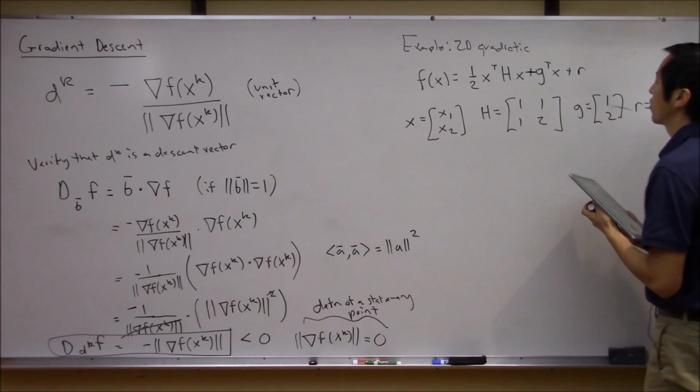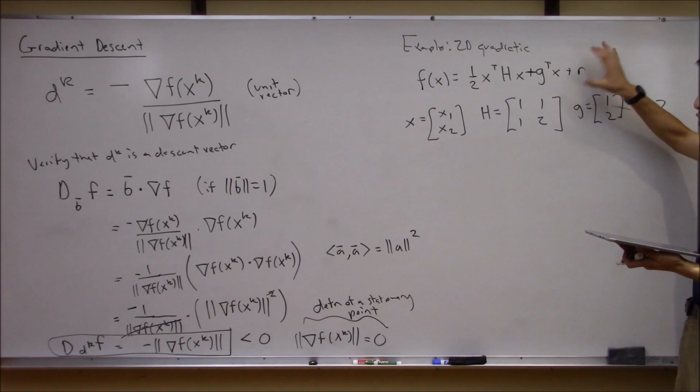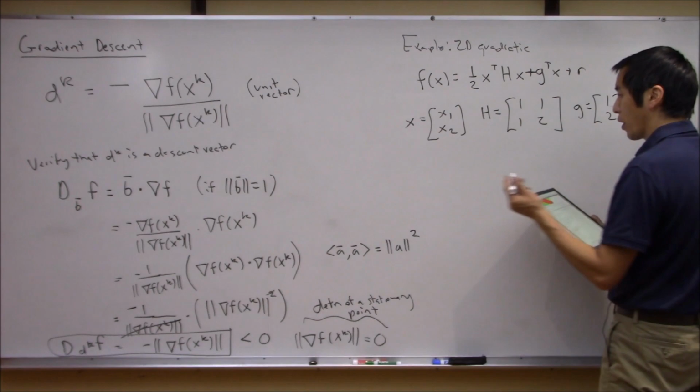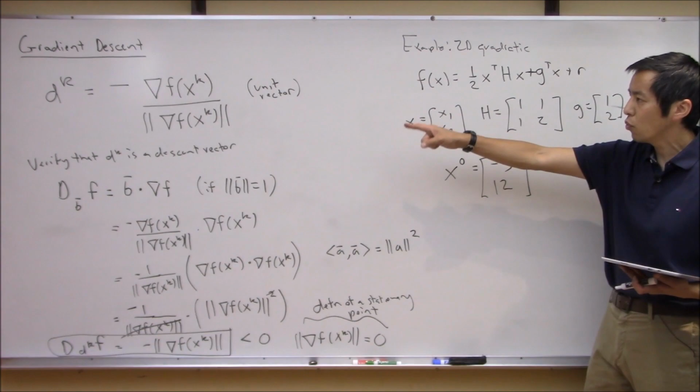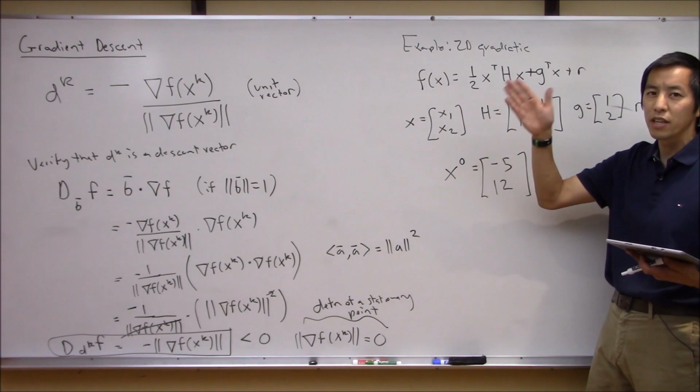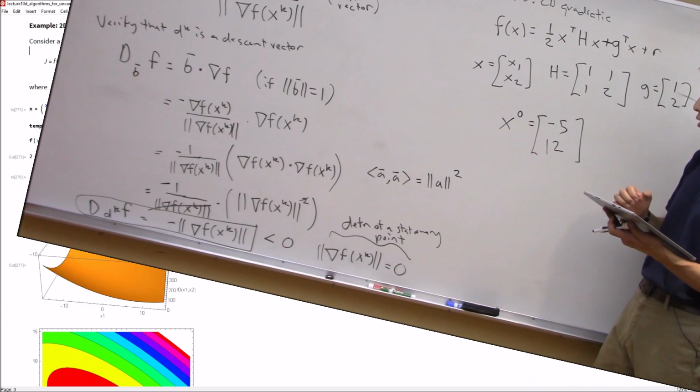I'll tell you what, let's run over to Mathematica and plot and visualize this. Let me pick a point as our initial guess: x0 is minus 5 and 12. If we start at this location, let's compute what descent direction we want to use by applying the gradient descent technique to this cost function. All right, so let's jump over to Mathematica and take a look at this now.